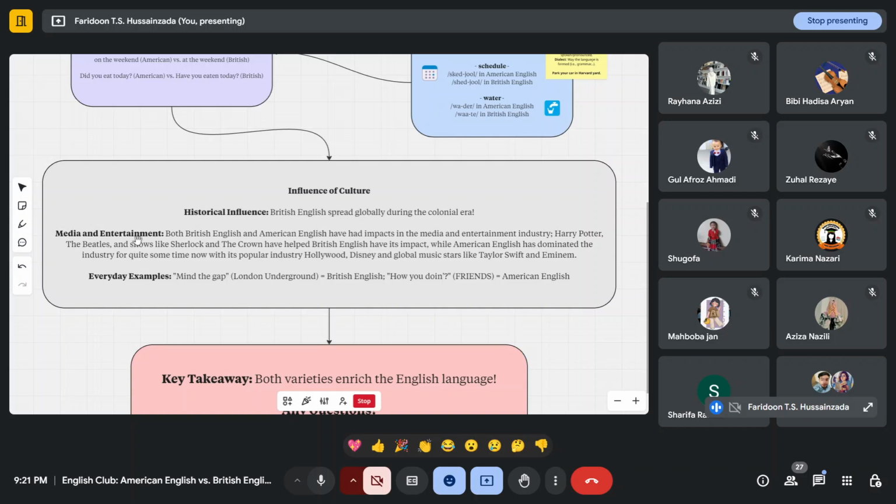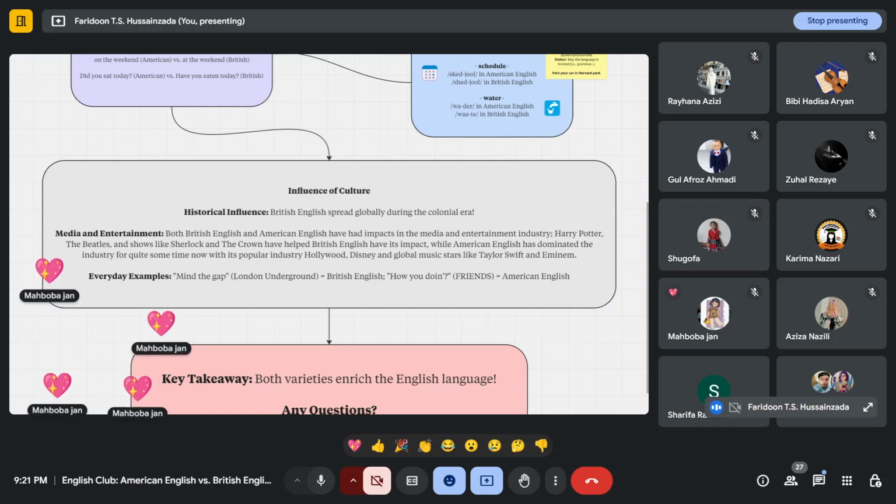Okay, so coming to the media and entertainment. In the media and entertainment, of course, both of them have bigger impacts. We all know that. We have, for example, Harry Potter, the series, the franchise of movies and the books. We have the Beatles, the band. I think that is a British band. And shows, we have series and TV shows like Sherlock Holmes. We have The Crown. So these are all British English content. They have big impact, 100%.